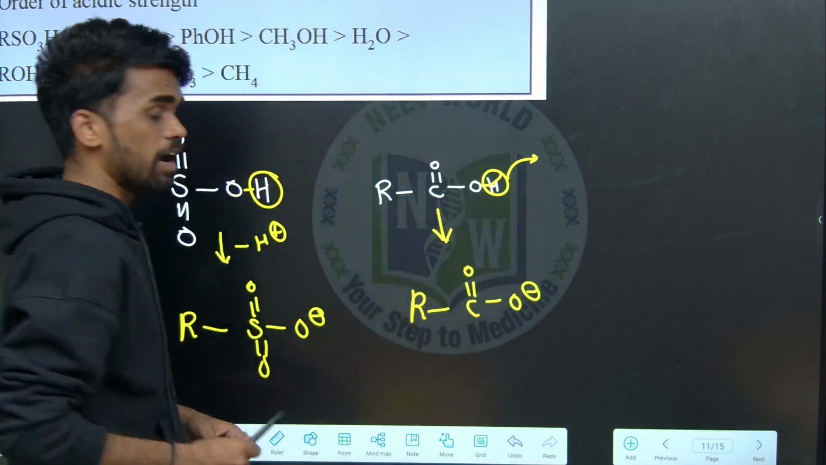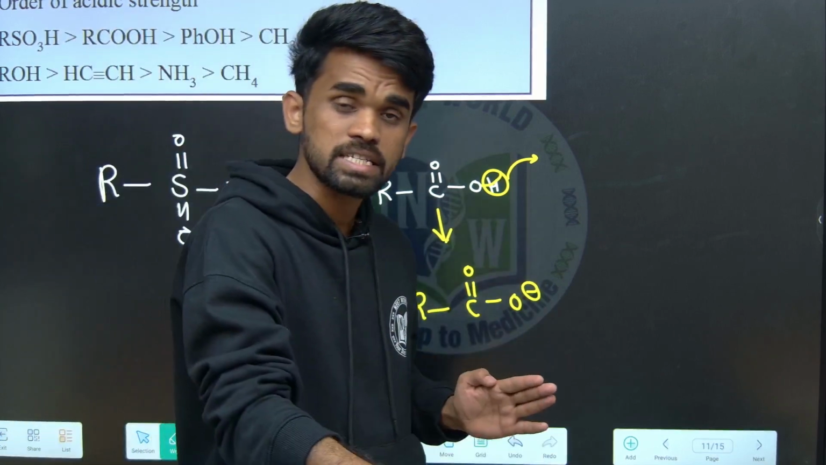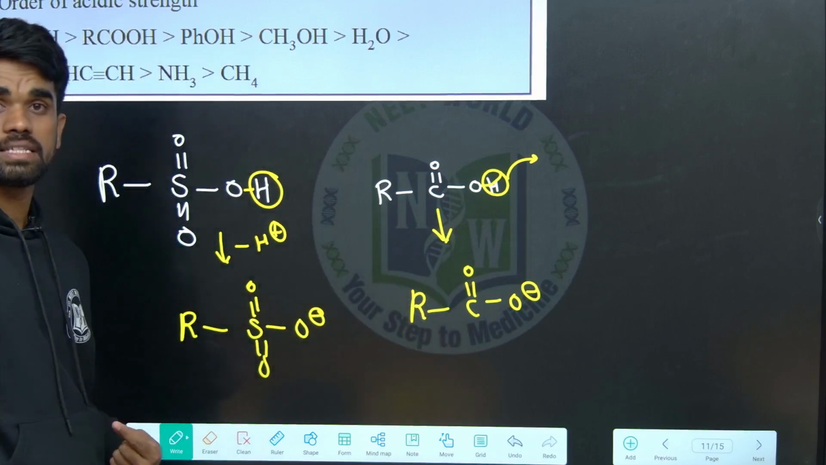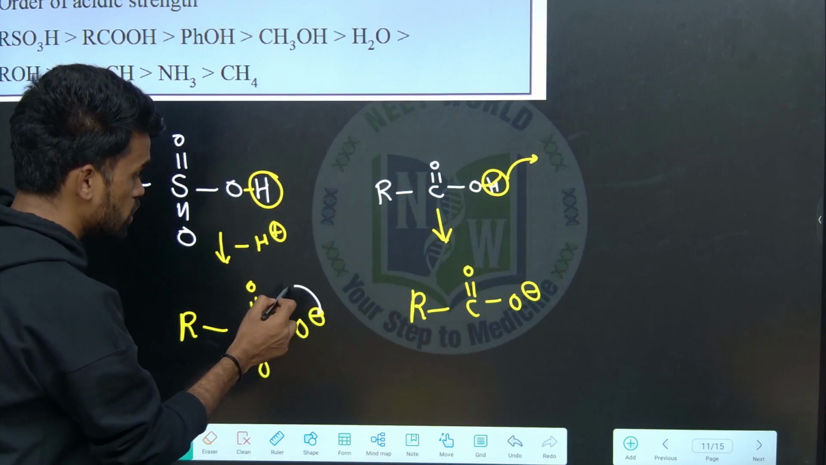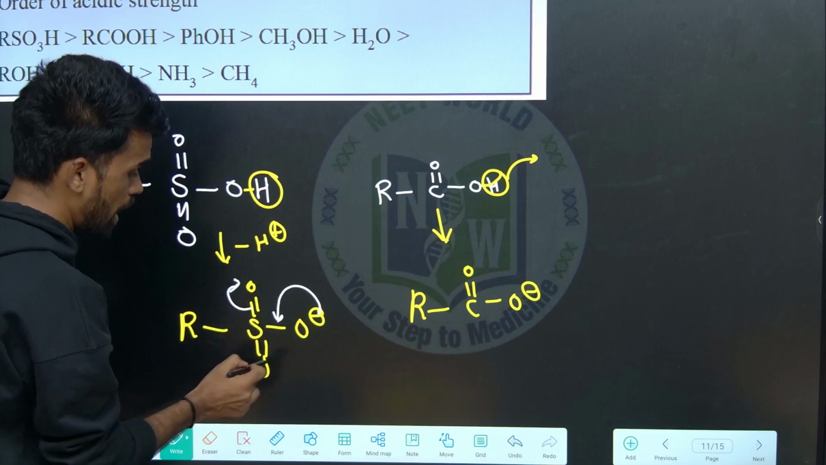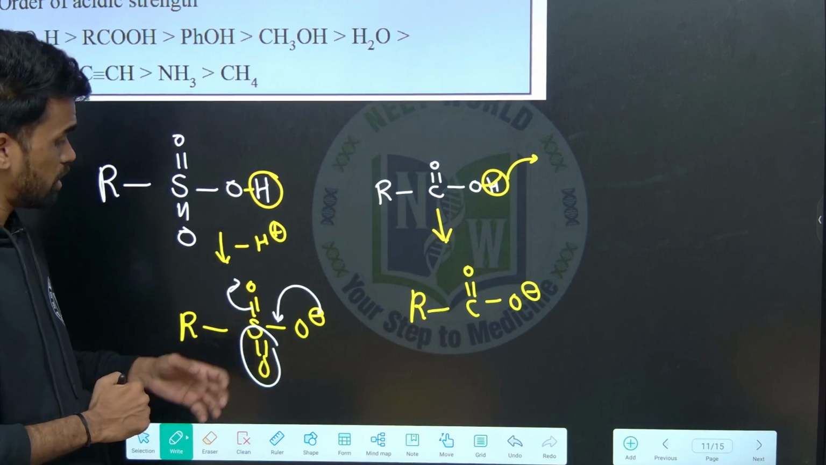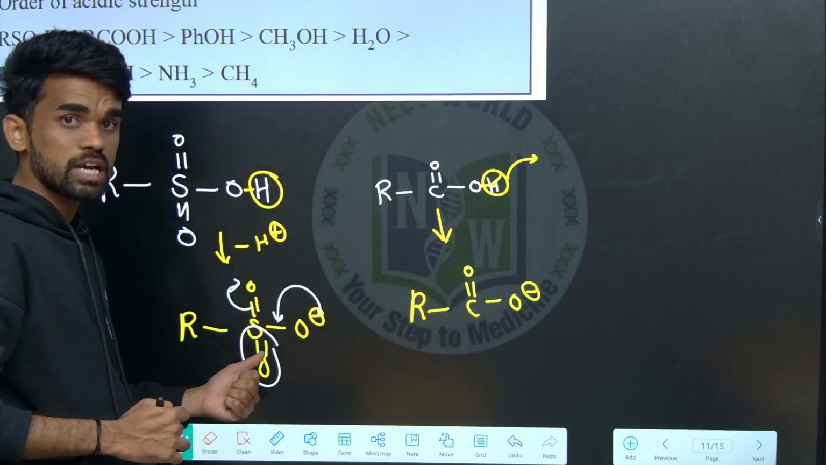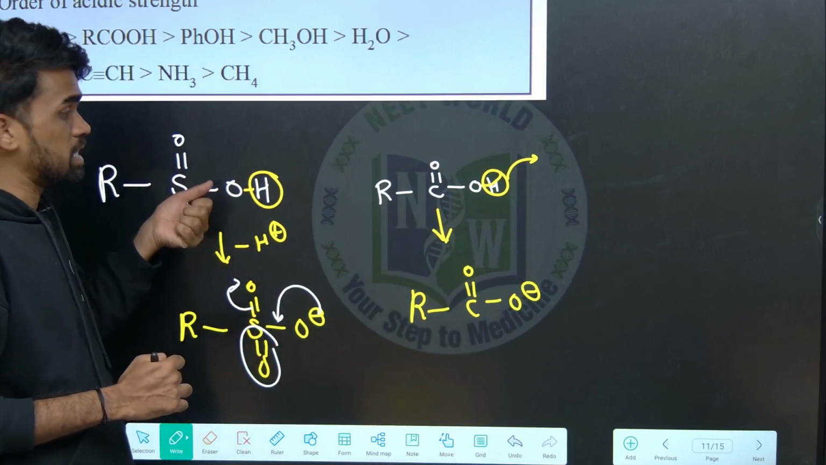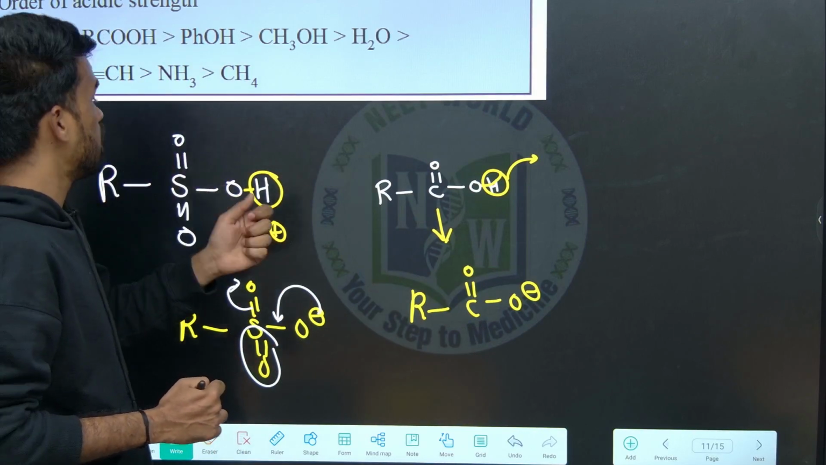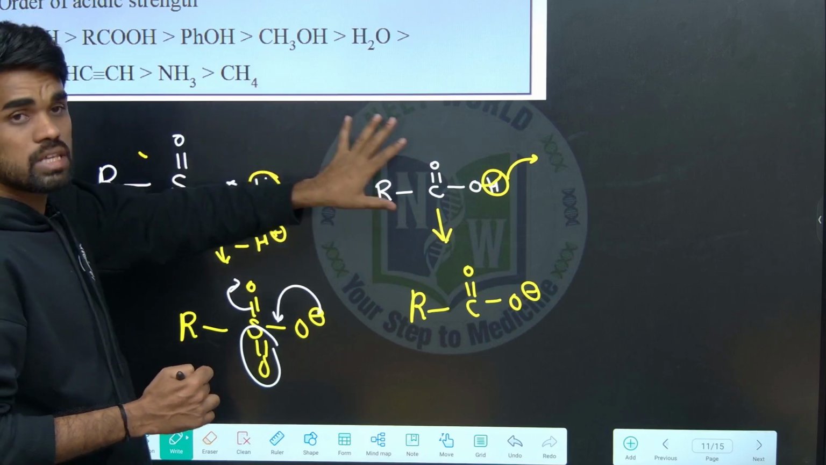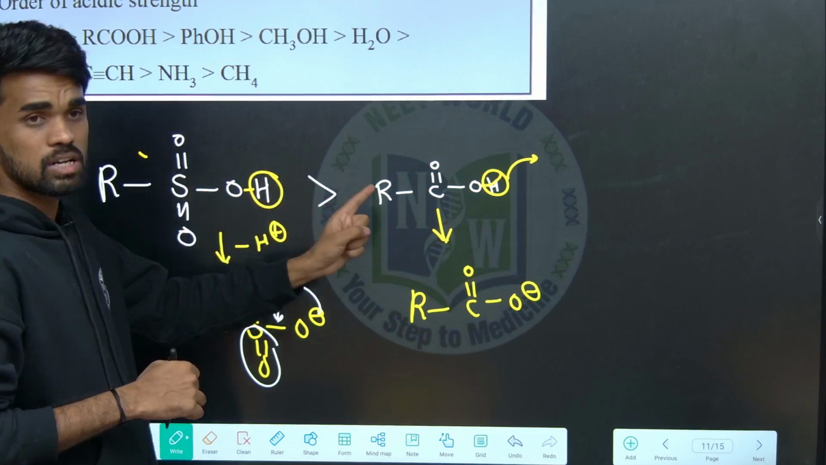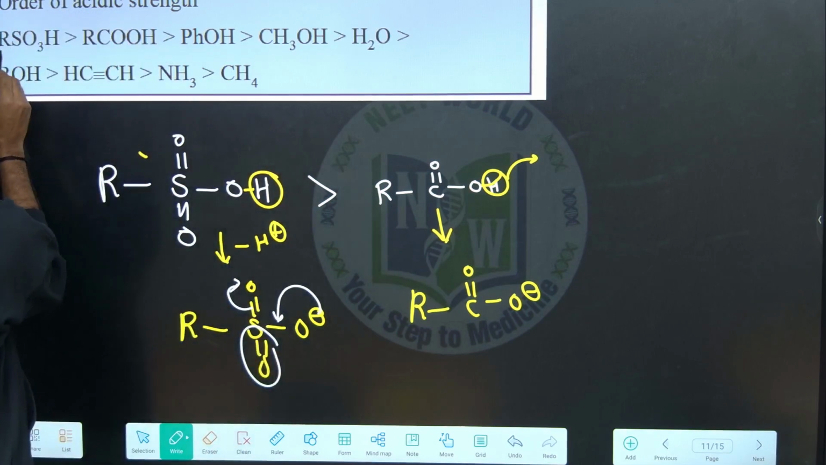Now see, I told you, the more the number of resonating structures, the more the stability. Now which conjugate base is more stabilized here? It can be in conjugation with this pi bond and also with this pi bond. It means this is stabilized more when we compare with this. The more the stability of the conjugate base, the more the acidic nature of the respective acid. That's why the acidic nature of sulfonic acid is more than carboxylic acid. So we can go with sulfonic acid being more acidic than carboxylic acid. So this is the reason for this order.